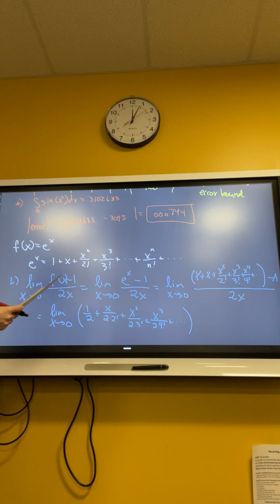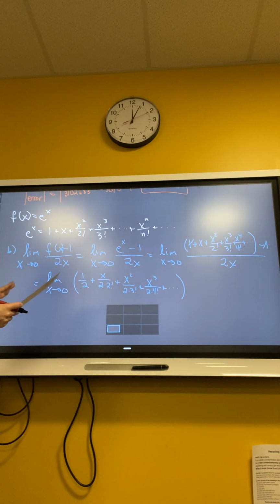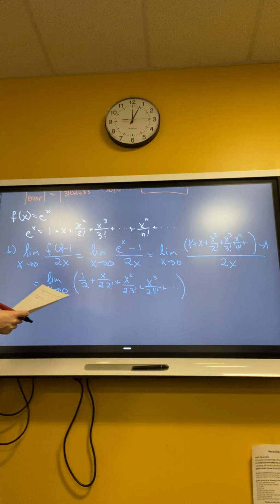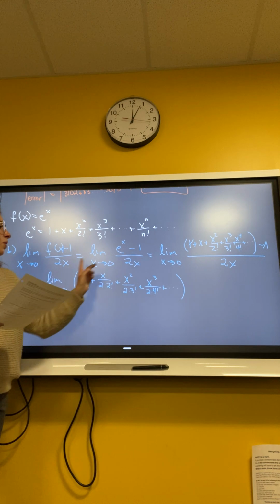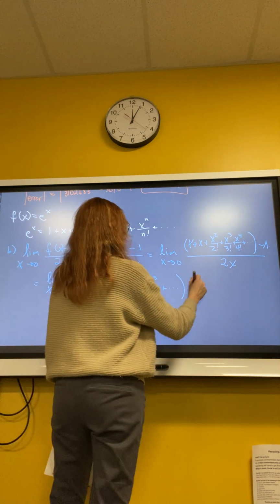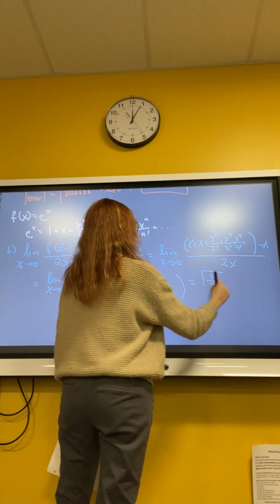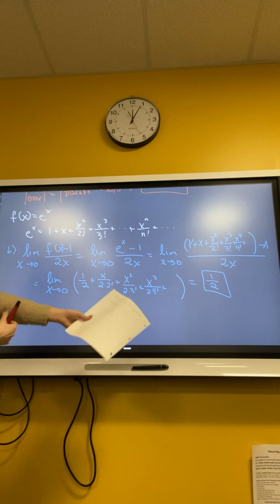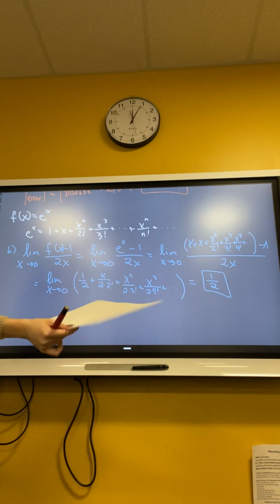Now, 1/2 plus x over 2, and so on. As x approaches 0, what does this limit become? 1/2. But you are right, this is indeterminate form.